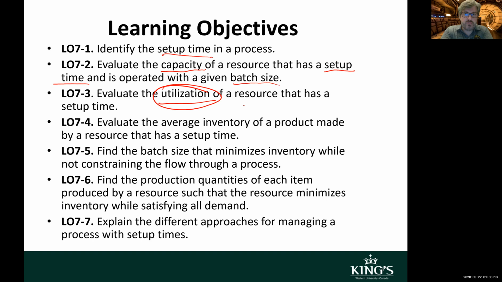So we'll be able to evaluate what the average inventory is. And remember, inventory is part of COGS. So if we can evaluate inventory, we can evaluate eventually what our gross margin will be, which is very important. Then we need to find a batch size that minimizes inventory. So here's an interesting thing. I'm making a linkage between the batch size and COGS. And we will see how this is particularly hard to do.